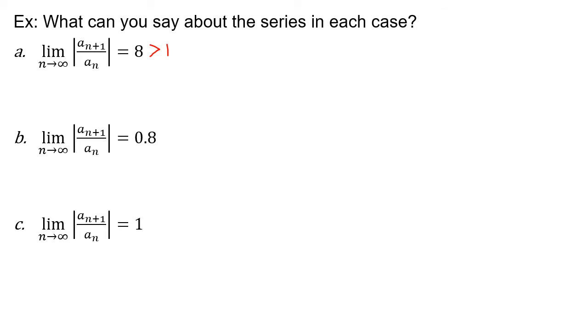And so if you have an 8 or any number that's bigger than 1, this will tell us that this series, this summation from n equals 1 to infinity of this a sub n, has to diverge by the ratio test, because it's bigger than 1.